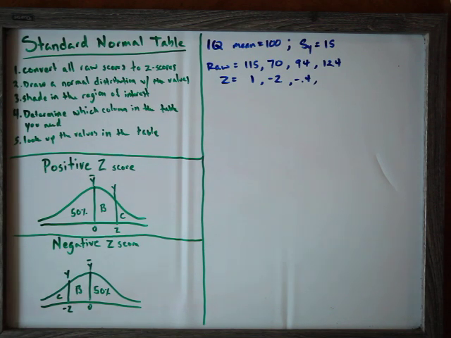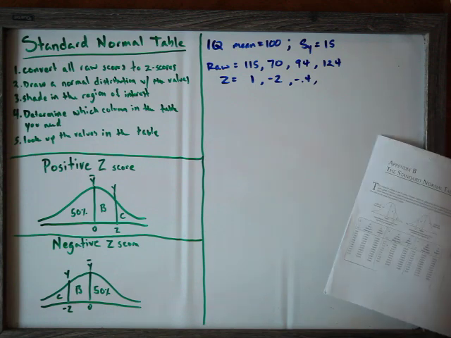In the last video, we talked about how to convert from raw scores to z-scores and how to convert back from z-scores to raw scores. In this video, we're going to talk about how to use those z-scores together with the standard normal table to find out things about the distribution.